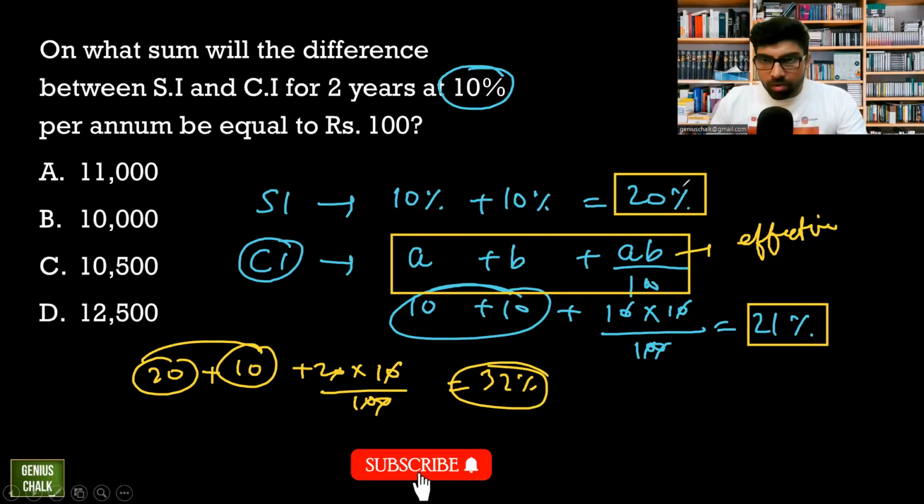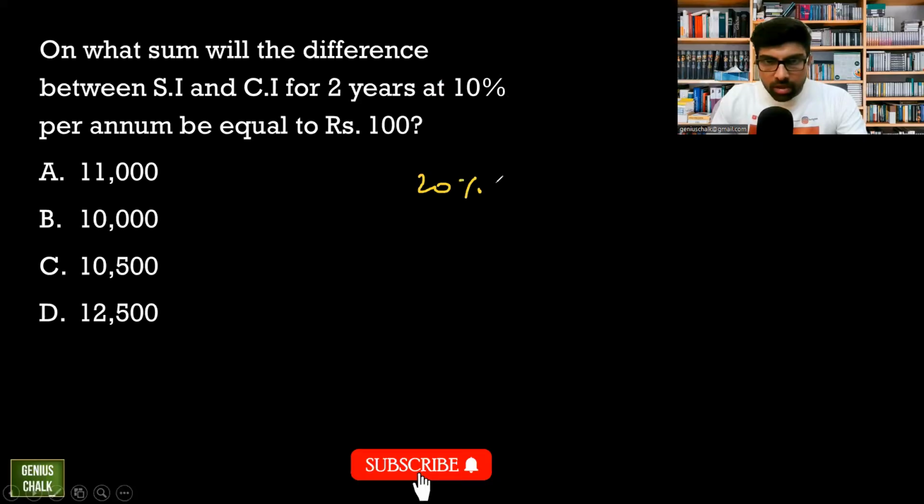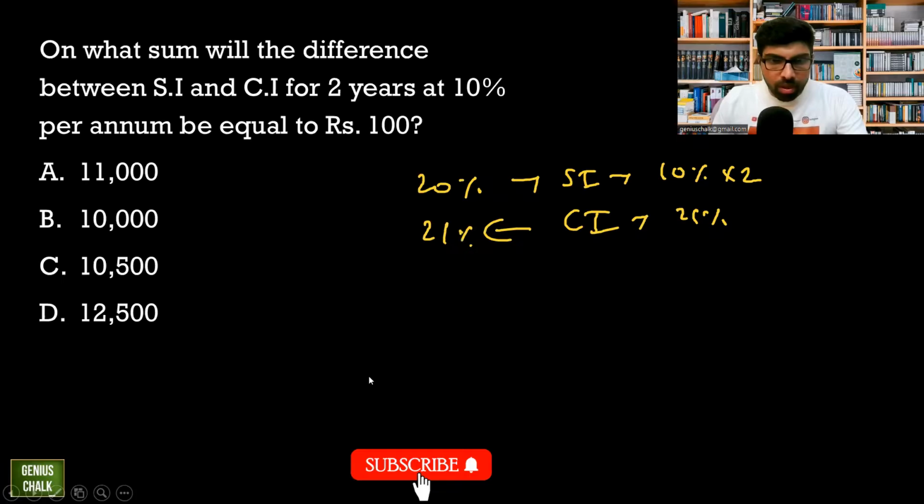Now what you have observed: 20% is the simple interest. You can find that a 10% rate for 2 years gives compound interest of 21%, that is 10 plus 10 plus 10 into 10 by 100. Now what is the difference you are observing here in percentage? It is 1%, guys. This difference is 1%. And here this difference value is given as 100. So 1% is equal to 100.